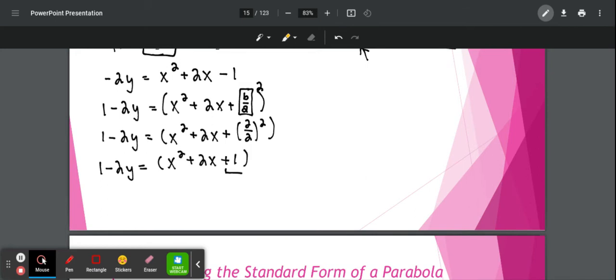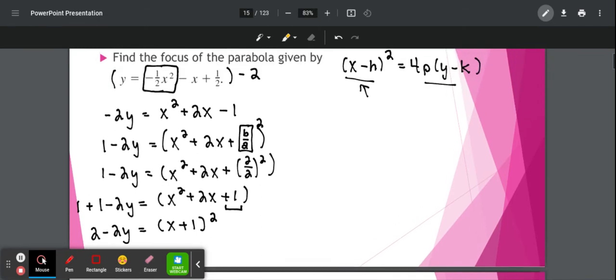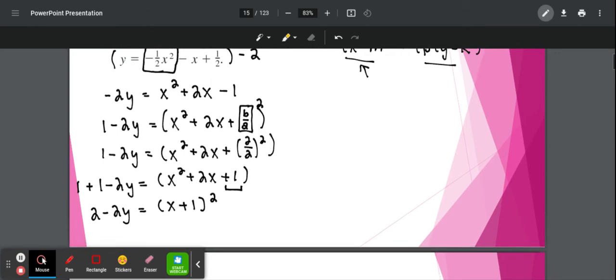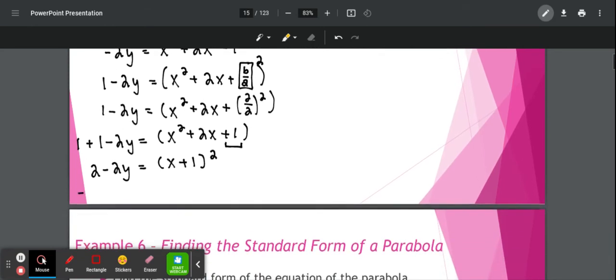So if I'm adding 1 to the right, I also have to add 1 to the left, which means I have 2 minus 2y. And over here, this is going to factor into your x plus 1 times x plus 1, which is x plus 1 squared. So we're really close to having this, but we just need that y minus k. And so here, if we factored out a -2, we'd be left with -1 plus y equals x plus 1 squared.